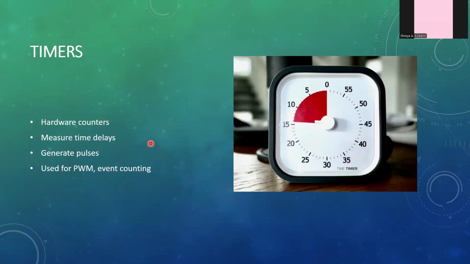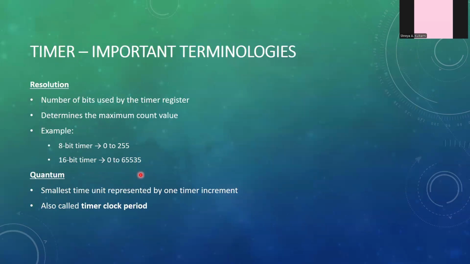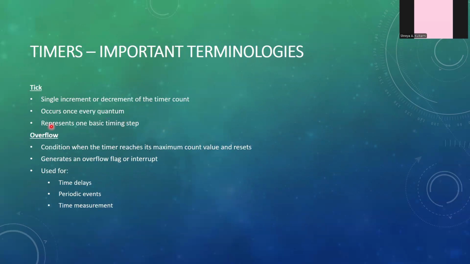Then we moved on to timers. Timers are used for counting. So counters can be an example or application of timers, hardware counters. These are used to measure time delays, generate pulses, and used for PWM and event counting. Some important terminologies in timers are resolution, quantum, tick and overflow. We'll be looking at each one.